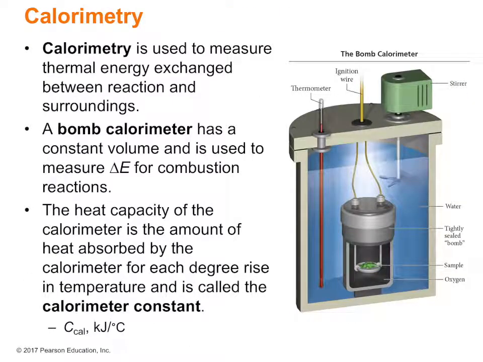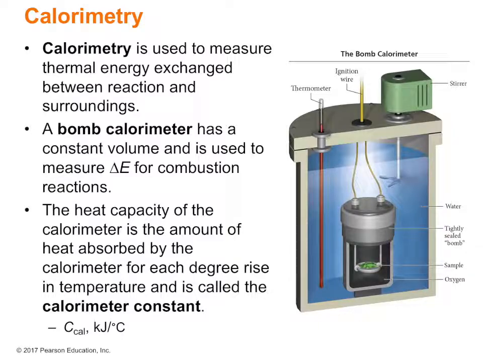Calorimetry is used to measure thermal energy exchange between reaction and surroundings. A bomb calorimeter has a constant volume and is used to measure the change in energy for combustion reactions. A calorimeter can keep the volume constant, so we can measure just the change in temperature. Therefore, we can measure the Q. Therefore, we can measure the change in energy.